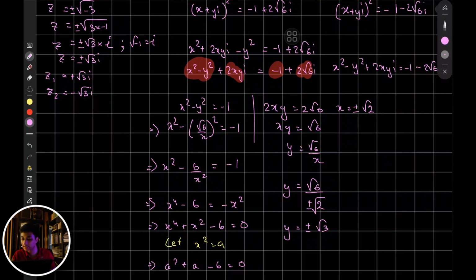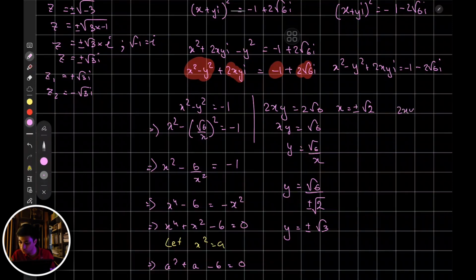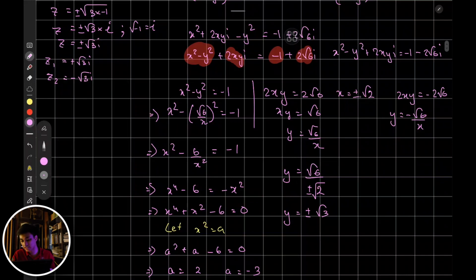Why? Because let's say for 2xy is going to be negative 2 root 6i. Sorry, just 6 root 6. So y is minus root 6 by x. So when you plug in a positive root 2, you're getting y equals minus root 6 by positive root 2, which is going to give you a negative root 3. So over here is going to be minus plus root 3.